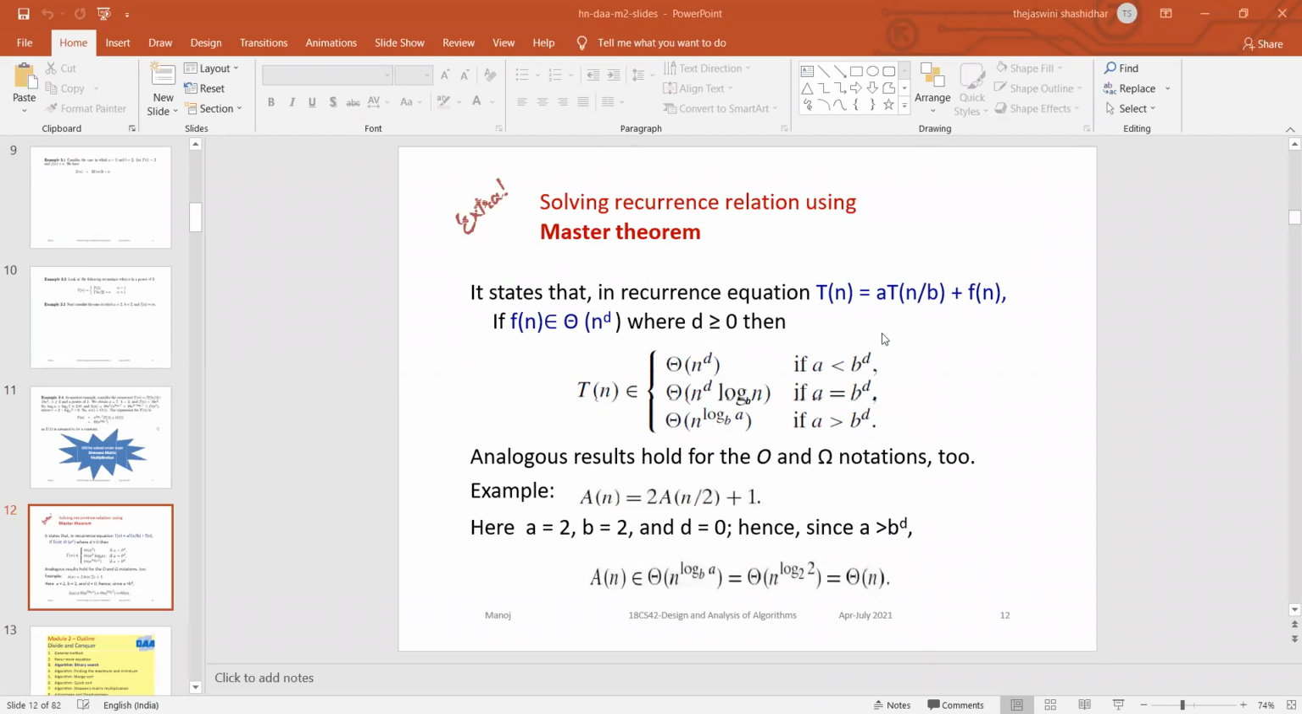If a is less than b power d, there will be some condition. If a is equal to b power d, there is some condition. If a is greater than b power d, there is some condition. So you have to keep the master theorem in your mind. Okay. So if a is less than b power d, what is the order? It is theta of n power d. If a equals b power d, it is n power d log n to base b. If a is greater than b power d, it is n power log a to base b. So this is the formula you have to remember.